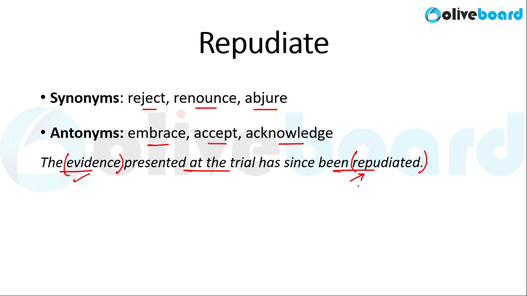Guys, we have tried to understand this word repudiate in both the languages, English as well as Hindi.